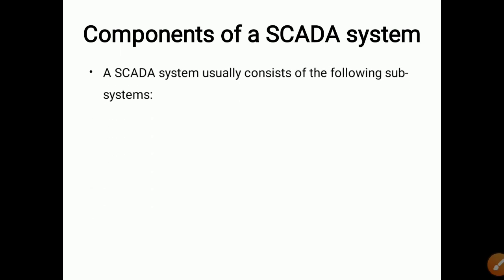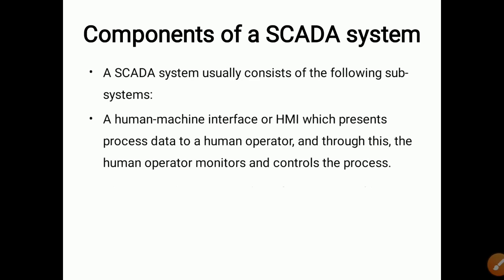So let's study what the components of a SCADA system are. A SCADA system usually consists of the following subsystems. First, a human machine interface, or HMI, which presents process data to a human operator, and through this the human operator monitors and controls the process. Human machine interface means the machine gives us processed data, and the human can control any process or monitor the data with the help of this HMI.